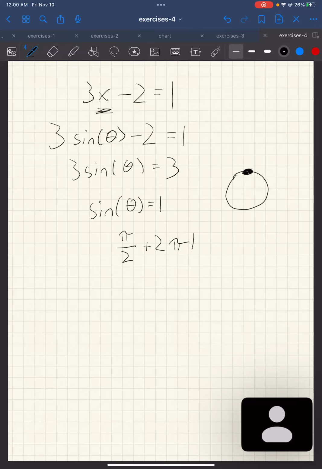So we can represent all possible answers here by saying it's pi over 2 plus 2 pi times k for some integer k.